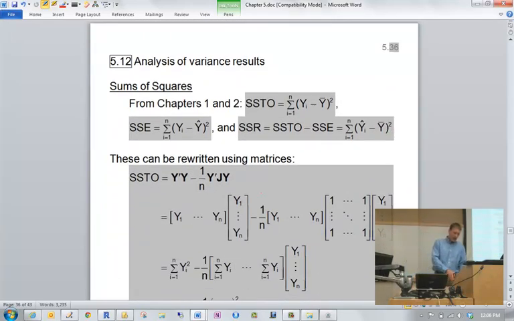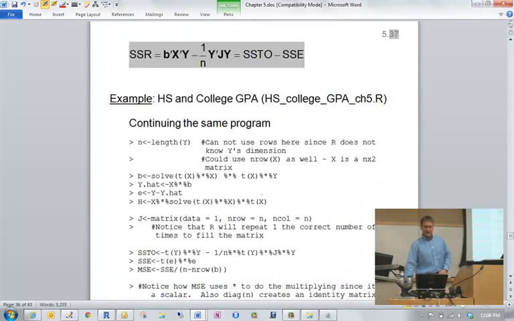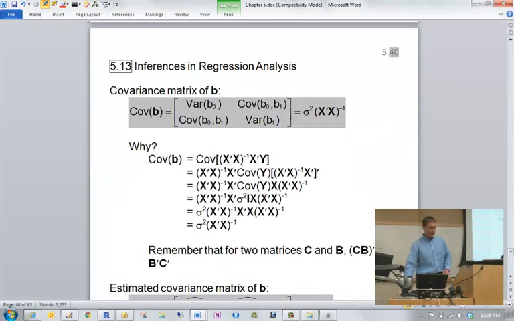Page 536. All this analysis of variance stuff, SSTO, SSR, SSE, can all be transformed into a matrix algebra format. I will let you look at the details on your own. And that takes us to page 540.